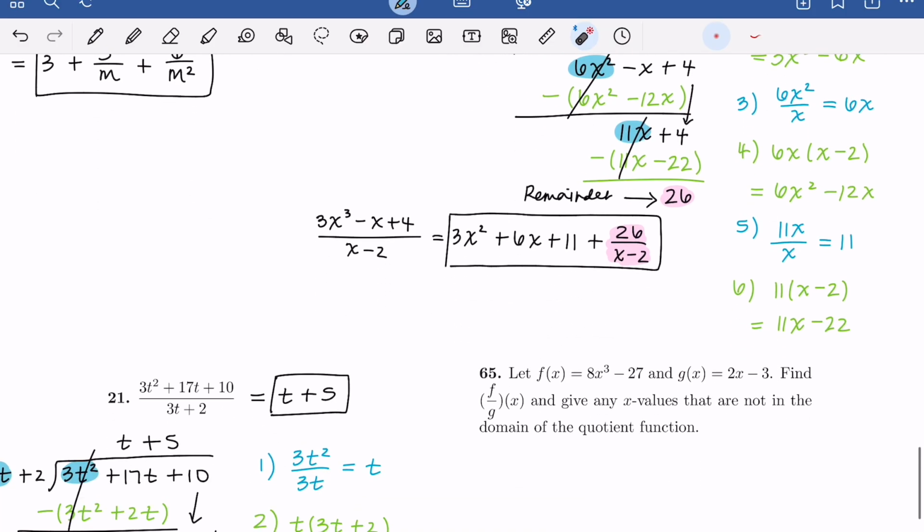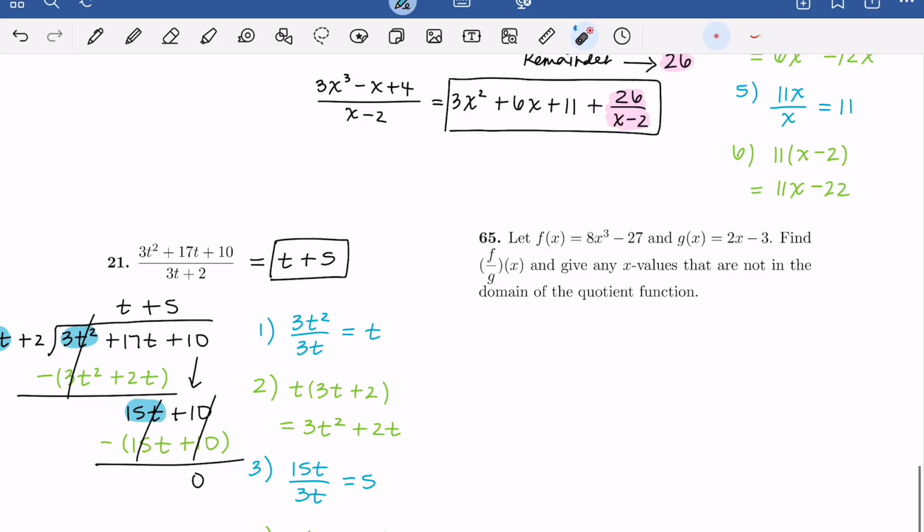Now for this last example, we are again going to be dividing two polynomial expressions, but in this case, we're dealing with function notation. So we're given this function f of x and this one g of x, and we want to find this. So we want to divide these guys. F divided by g of x is going to be the same thing as f of x divided by g of x. Now plugging in our functions, we're going to have 8x cubed minus 27 as f, so that's going to be in our numerator.